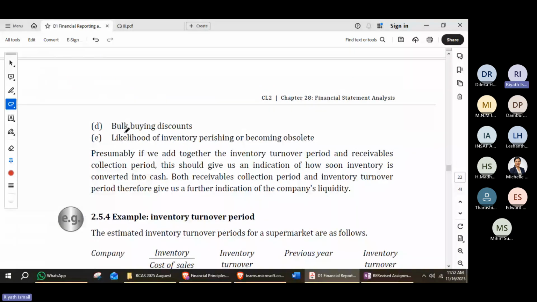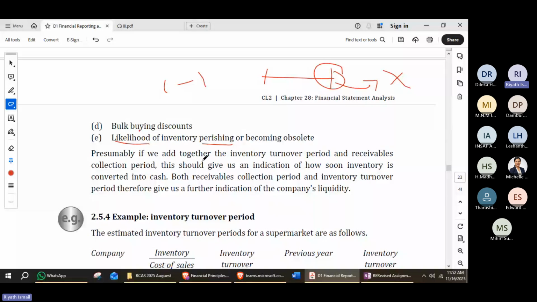And bulk discount: sometimes the retail shop owner wants to buy in bulk so they can get a huge discount, like 50% off. Also the likelihood of inventory perishing or becoming obsolete. Even though they are giving a huge discount, if you purchase items which quickly become out of date or expire, that is not an ideal decision to buy in bulk.